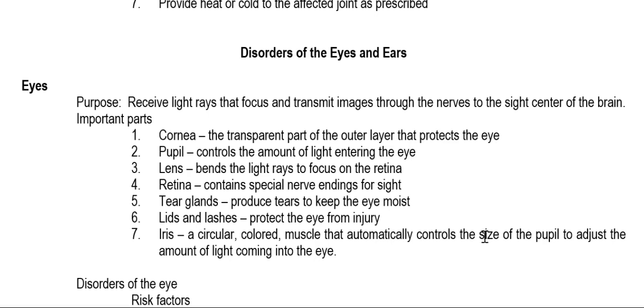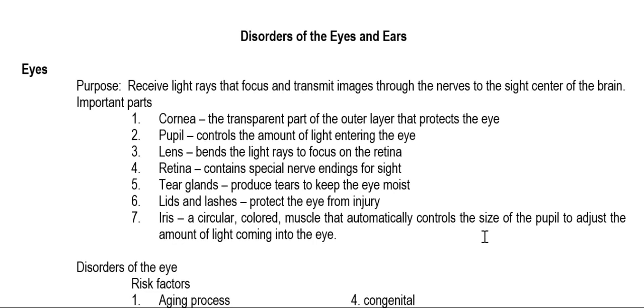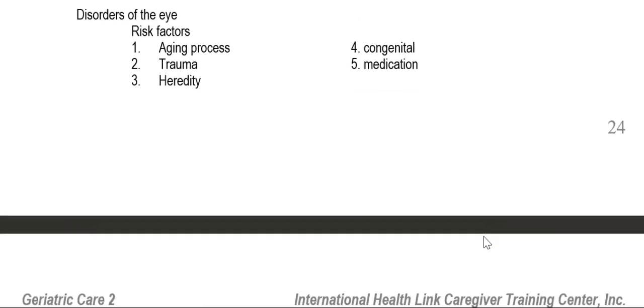I have suffered from paralysis before. Water is very much painful. Even we have lids and lashes, I'm not spared with the pain brought about by simple tubig. We have iris, a circular colored muscle that automatically controls the size of the pupil to adjust the amount of light coming into the eye.